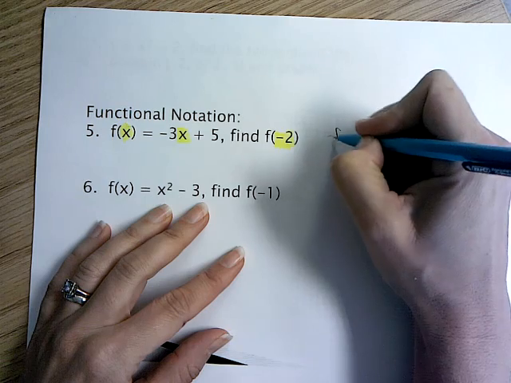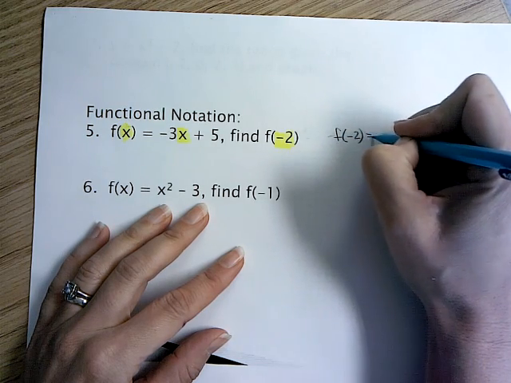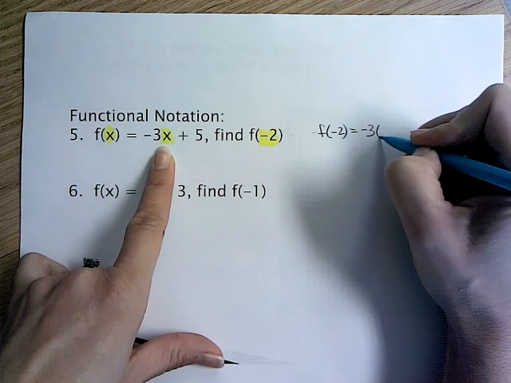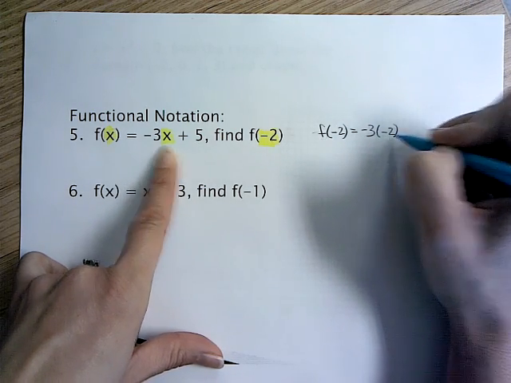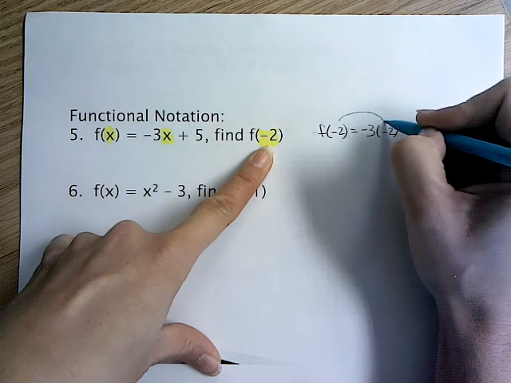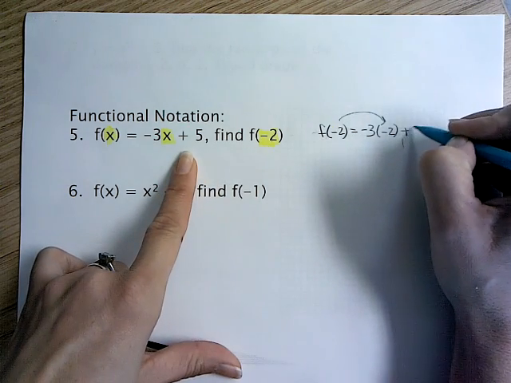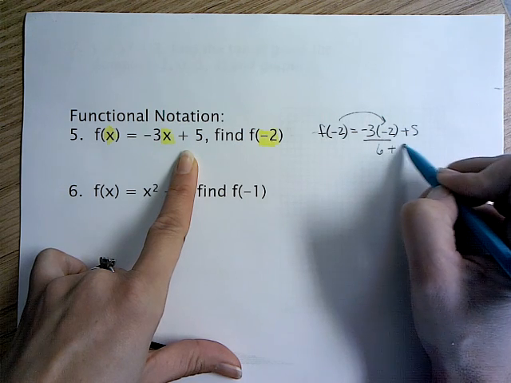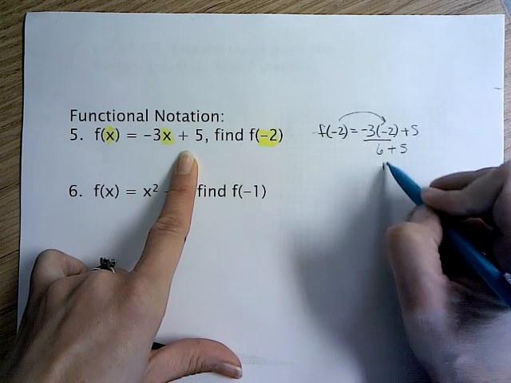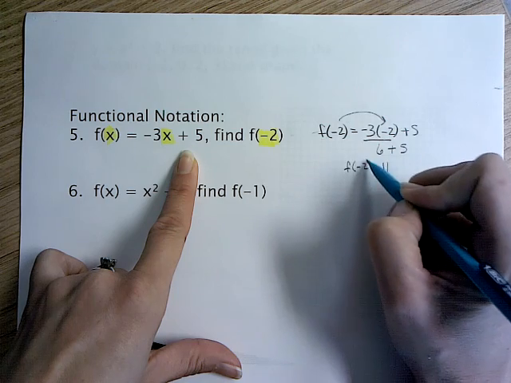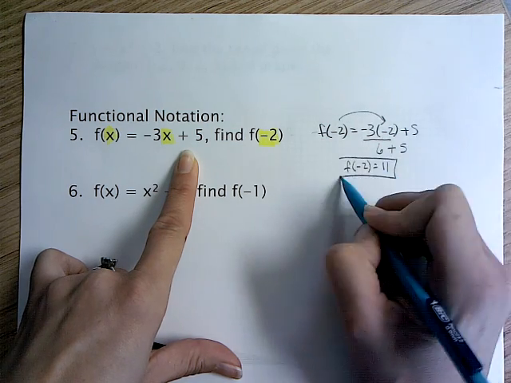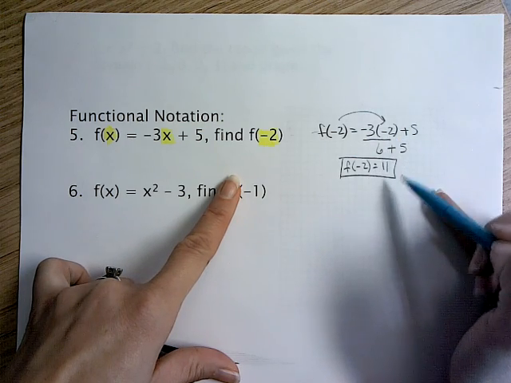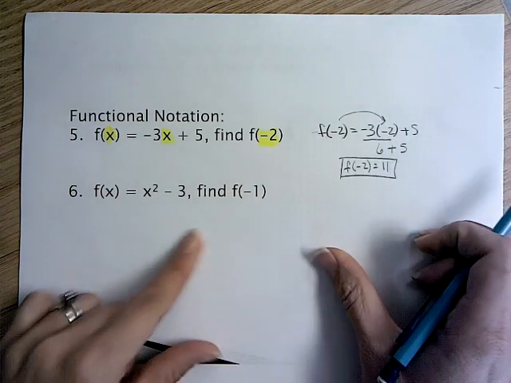I can say f of negative 2 is equal to negative 3 times x, times negative 2, because that's what we're substituting, plugging into that space, plus 5. Well, negative 3 times negative 2 is positive 6, plus 5 gives us 11. So f of negative 2 is equal to 11. What that means is if x is negative 2, then y is equal to 11. Input the x, output the y.